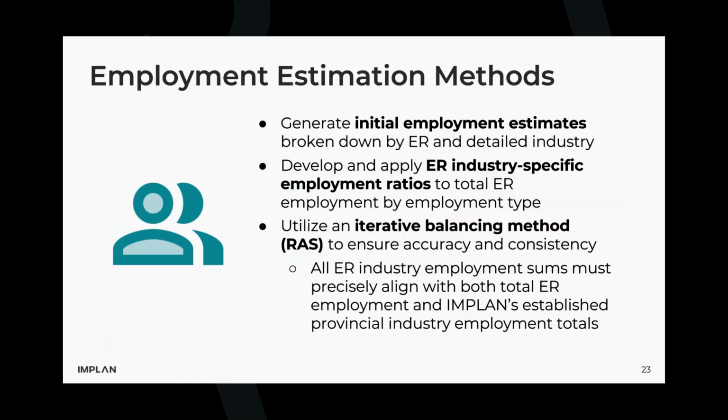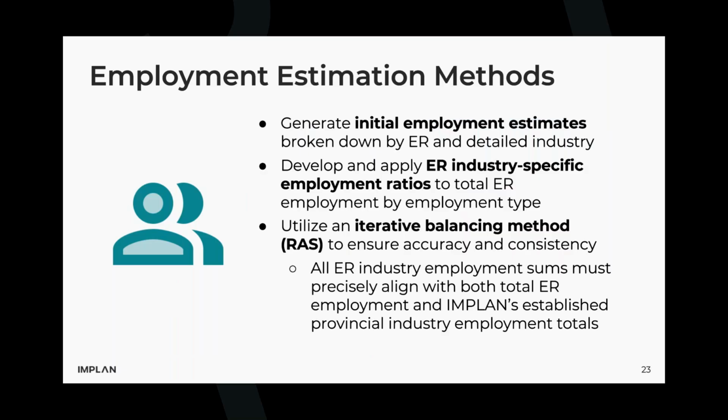Second, we take those custom-derived economic region industry employment ratios and apply them to the total employment figure for each economic region. And as we discussed earlier, employment in that economic region is segmented by employment type. So it has the count of wage and salary employment and proprietor employment. These are the employment values that are definitionally consistent, and so we're basically just adding industry detail to these definitionally consistent data. The final and the most critical step is calibrating and balancing the employment data.